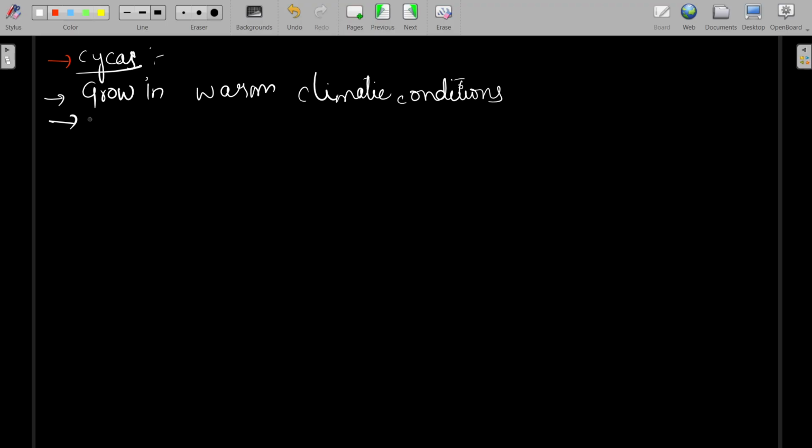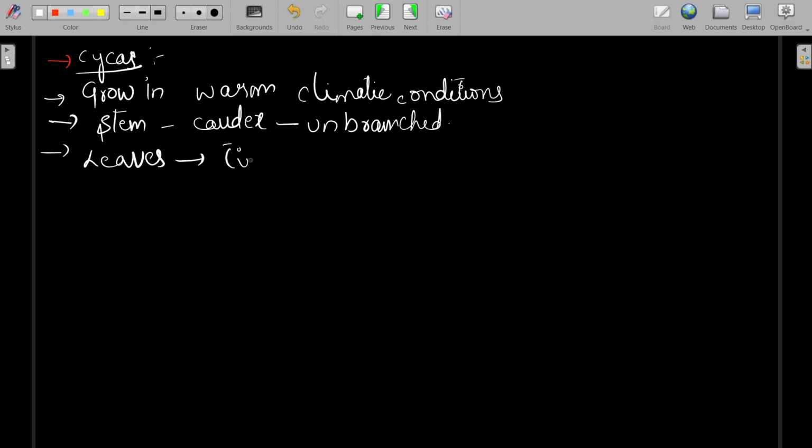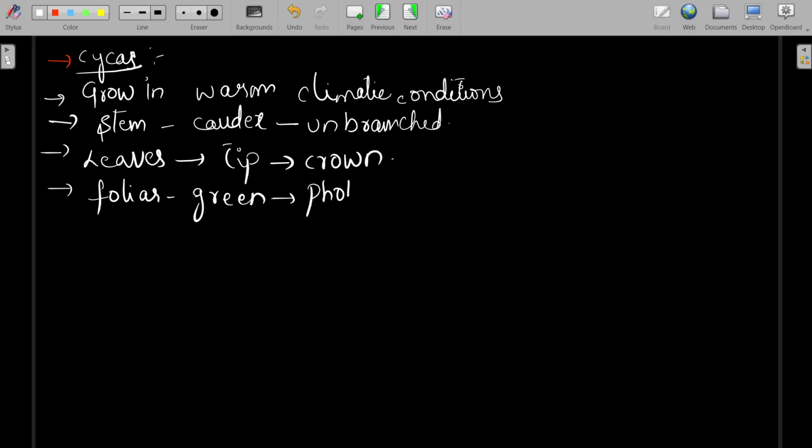And the stem is called caudex. It is an unbranched structure. Leaves are present at the tip, and the arrangement of these leaves is called a crown. These leaves are foliar leaves. They are green in color, and they can perform photosynthesis.